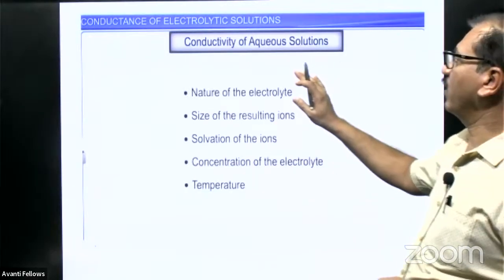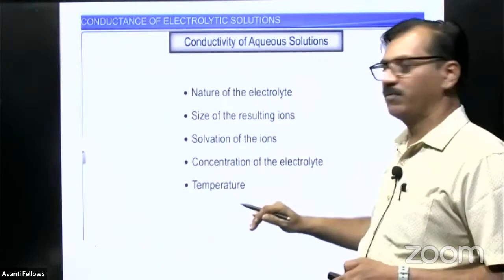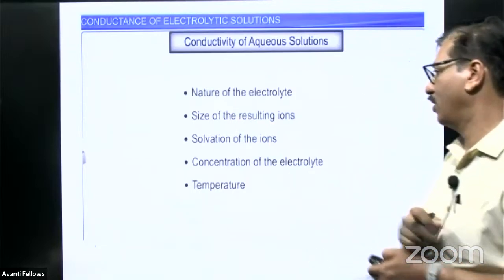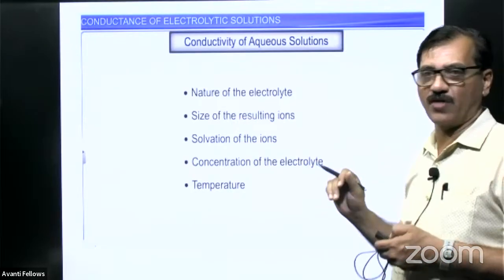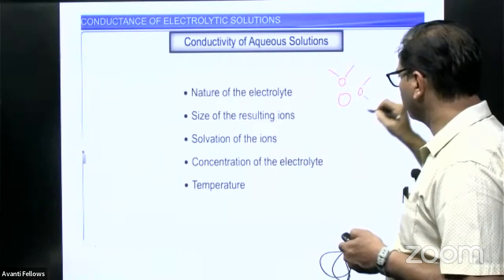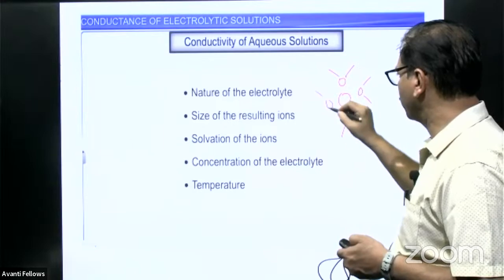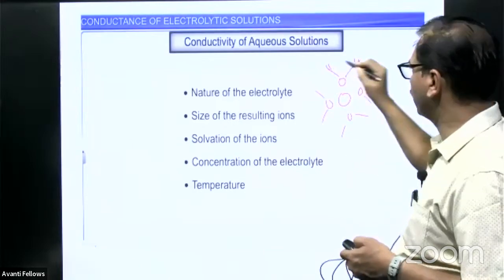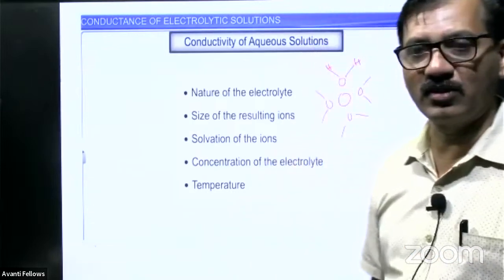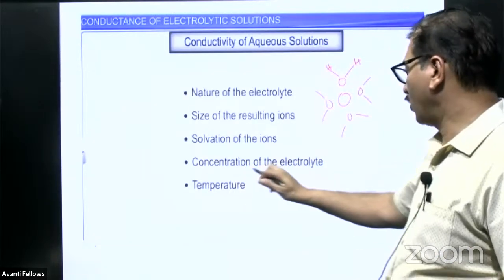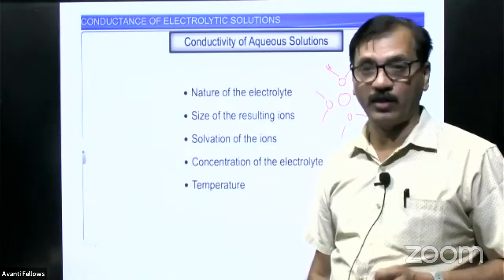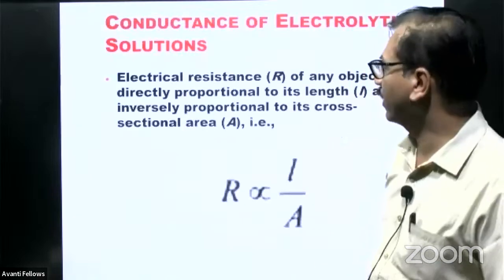So conductivity depends upon the nature of the electrolyte and the size of the resulting ions. The size of the ions is also responsible. Then solvation of ions: solvation means each ion is surrounded by water, H2O. This H2O surrounds every ion. This is called solvation. The concentration of the electrolyte and temperature also matter. Let us see all those things.